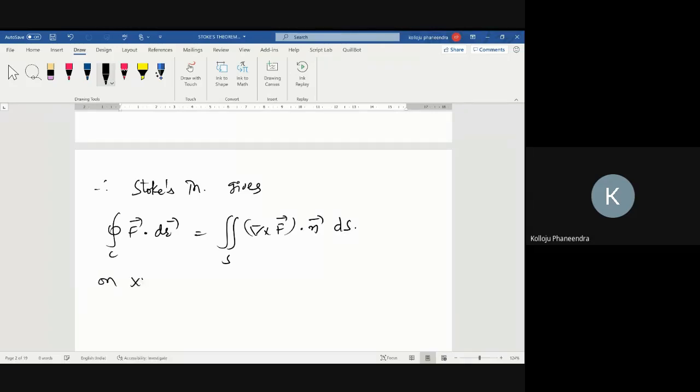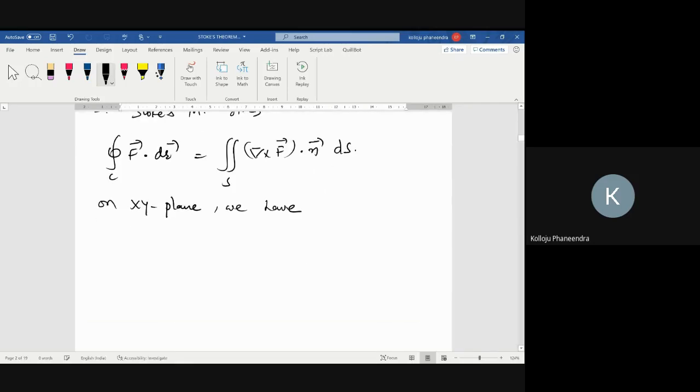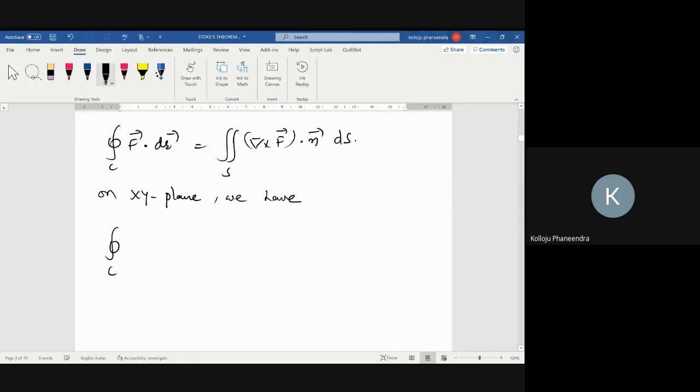So on the xy plane, what does this become? F bar dot dr bar. This is the circulation over C of f1 dx plus f2 dy. The LHS part is over. Coming to the RHS part, what is del cross f bar? I got it as ∂f2/∂x minus ∂f1/∂y. That's it, times dS.